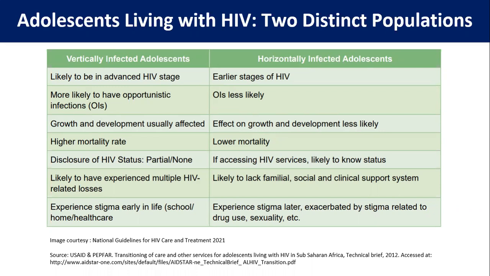And if they are accessing HIV services, they are likely to know their status because they might have gone to a voluntary counseling and testing service center, where they were tested and counseled that this is the disease they have. So they are likely to have a familial, social, or clinical support system, and they might also experience stigma in the later part. So that has to be sorted out. Plus, they also have sexuality issues in the horizontally infected adolescents.